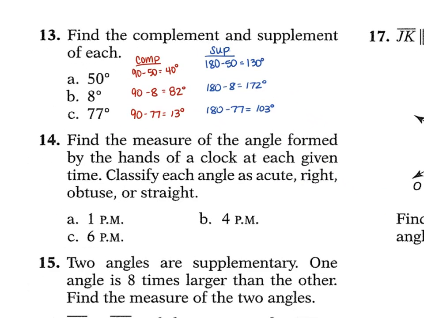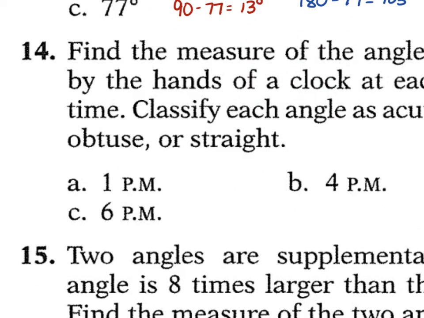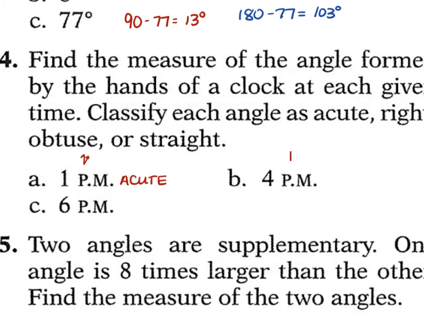Number 14 says to find the measure of each angle formed by the hands of a clock at each given time. We're not going to do that. However, we are going to classify each angle as acute, right, obtuse, or straight. For A, we have 1 p.m., so your big hand is at the 12, the little hand's at the 1, so that is an acute angle. For B, we have 4 p.m., so the big hand's at the 12, the 4 is about here, so that's an obtuse angle. And at 6 p.m., it would be at 12 and at 6, so that is a straight angle.